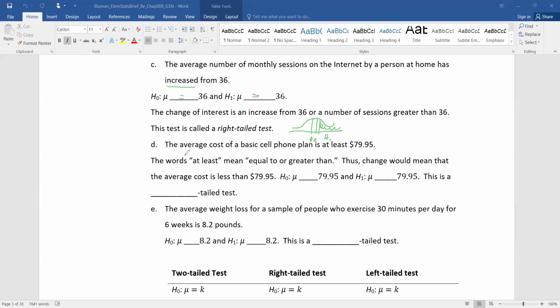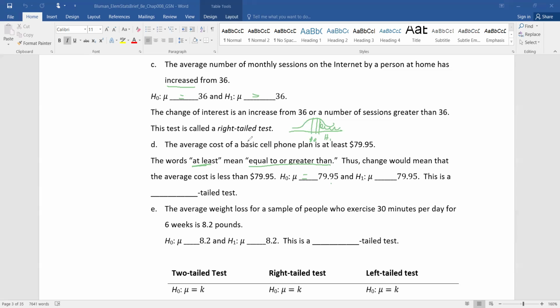All right. Part D now says the average cost of a basic cell phone plan is at least $79.95. So once again, the word "at least" means equal to or greater than. Thus, change would mean that the average cost is less than $79.95. So once again, our null hypothesis here would be that the mean is equal to 79.95, and anything that would be greater than would actually be a true statement.